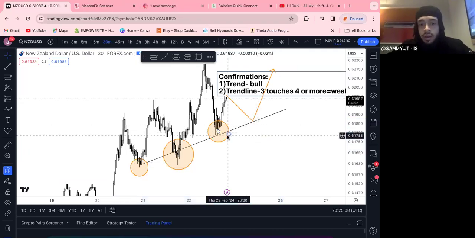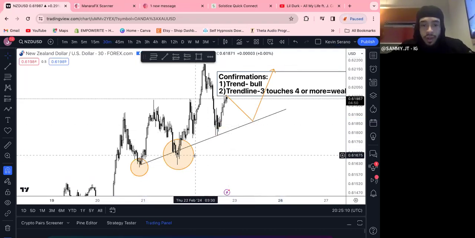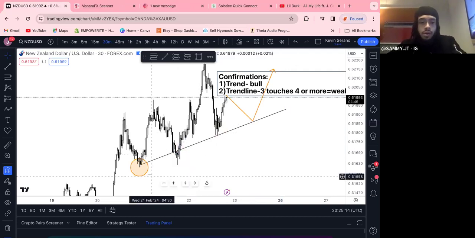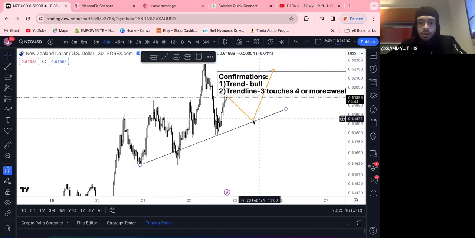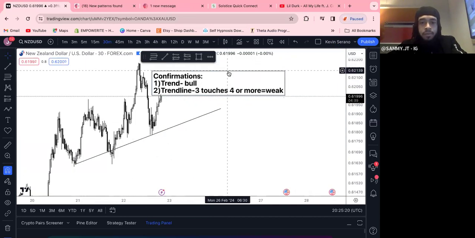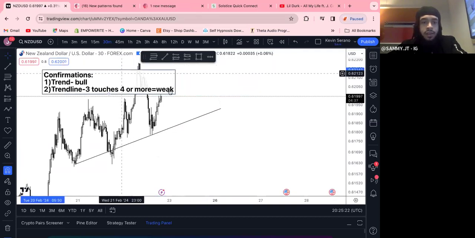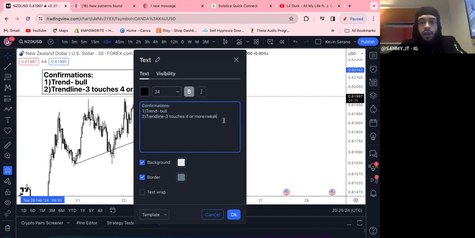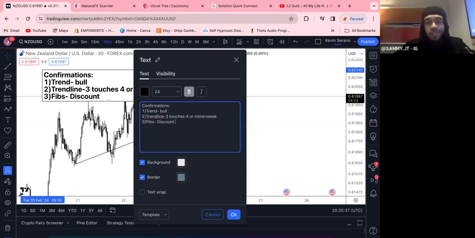The next confirmation, let's get rid of all of this. The next confirmation that I would look for, guys, is Fibonacci. All Fibonacci is, fibs, whatever you want to call it, is an opportunity for you to get a discount when it comes to buying or selling, because this is the game we're in. As an investor, you're either buying or selling.